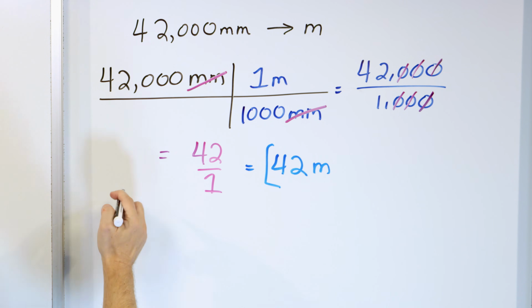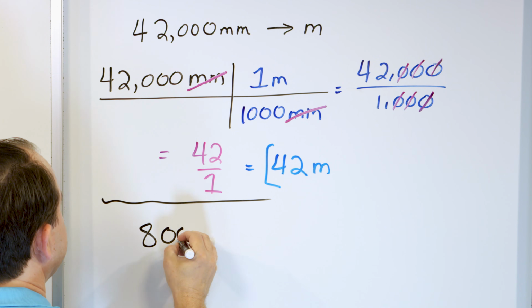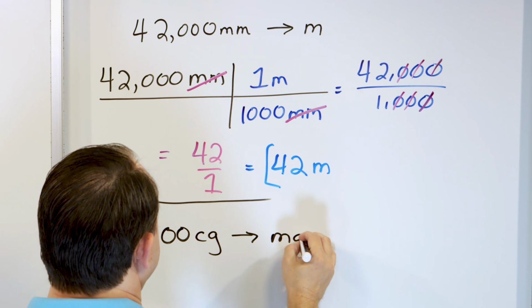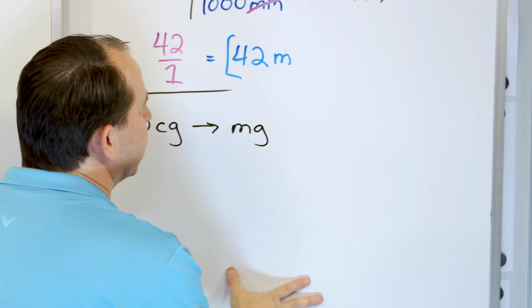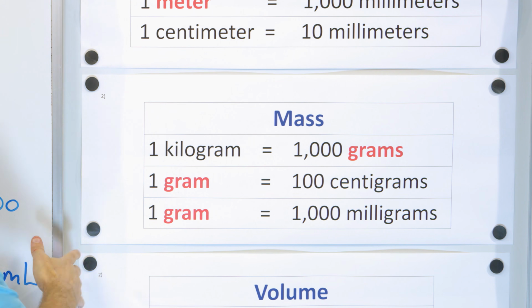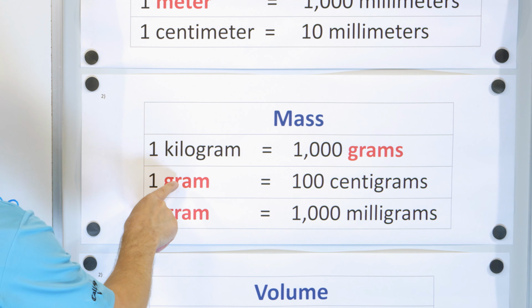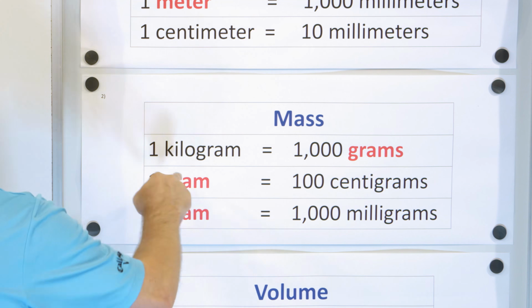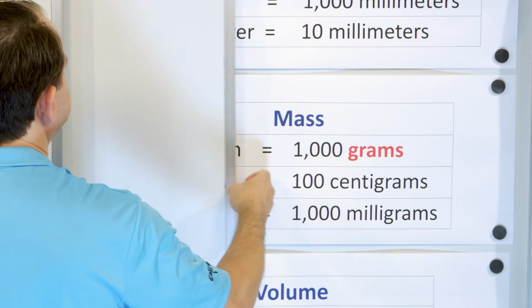All right, cruising right along, making a little more progress now that we know what we're doing. 800 centigrams, let's convert that to milligrams. Now I don't have a conversion that goes straight from centigrams to milligrams, right? But I do have something that goes from centigrams to grams, and then once I'm in grams, I can go from grams to milligrams. So that's what we want to do. We want to do it in 2 steps. 100 centigrams is 1 gram.